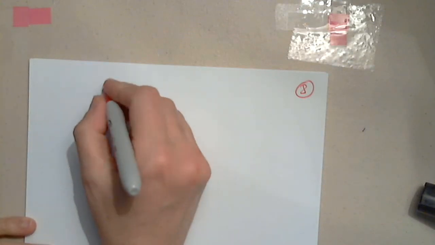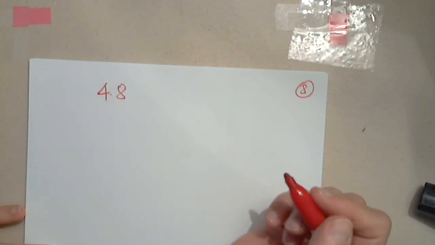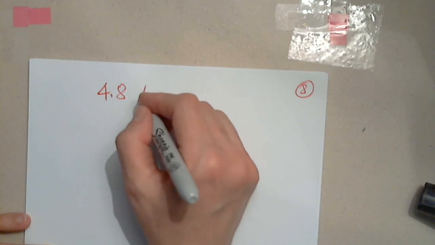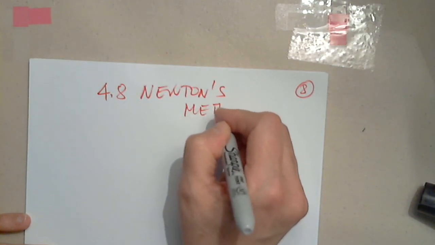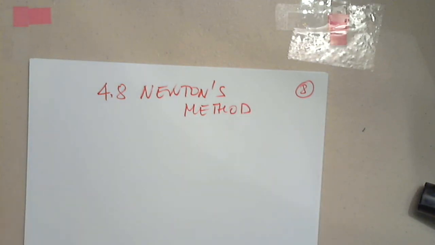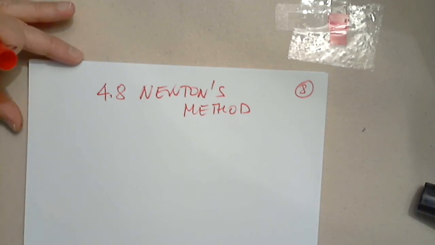So the last section for the following test is 4.8, which deals with Newton's method. So let's talk about what it means and how he developed it and how he taught us to solve any possible equation, even the ones that we don't have an algebraic method to. So here is the scenario.